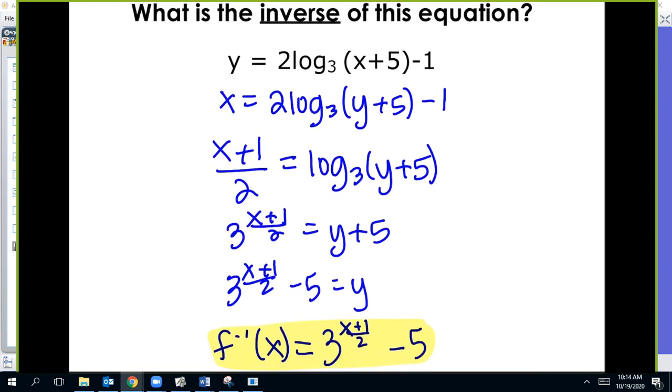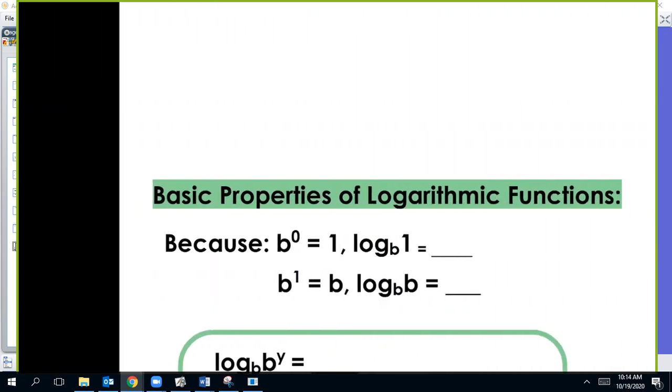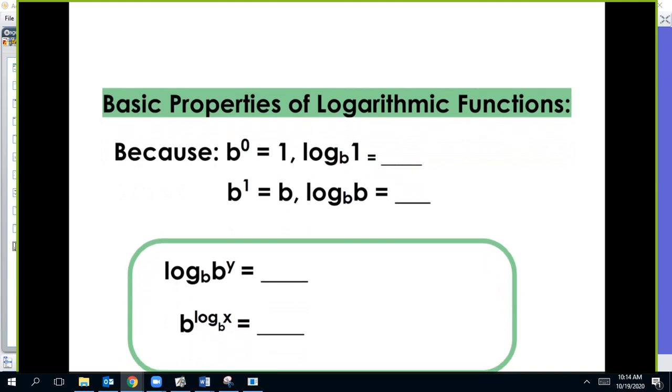All right, here is the answer. Pause this, review the steps, and we're going to move on. Okay, a couple of other basic properties of logs.